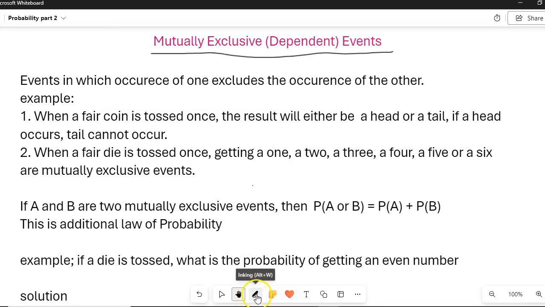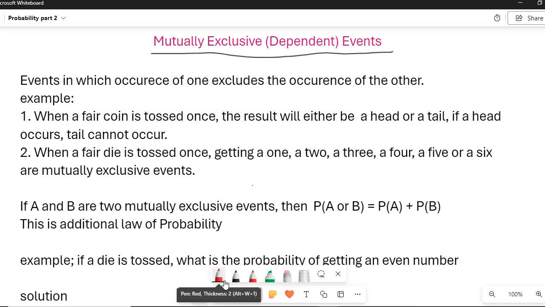So these are the events that occur if one excludes the occurrence of the other. So we have two kinds of events where, when one occurs, the other one cannot occur. Those kinds of events are called mutually exclusive or dependent events.